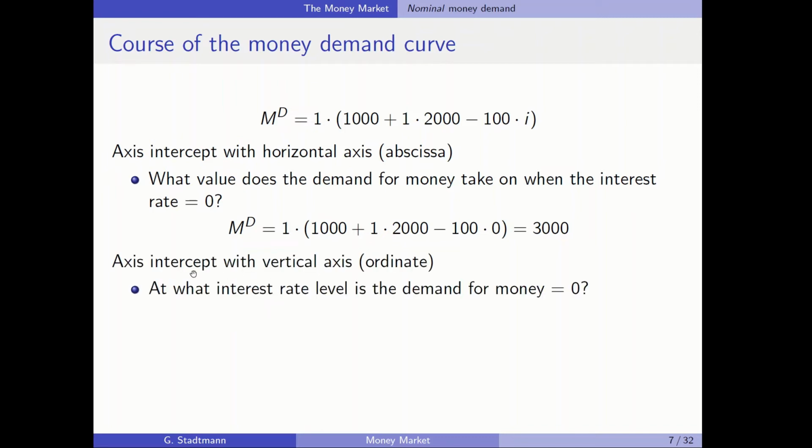In order to find out the intersection of the money demand curve with the vertical axis, we have to answer the question, at which interest rate level is the demand for money equal to 0? So we have to set this relationship equal to 0 and solve for the interest rate. So the left-hand side equal to 0. When we solve for the interest rate, we get the information here that the interest rate has to be equal to 30%. When the interest rate is equal to 30%, then money demand is equal to 0.